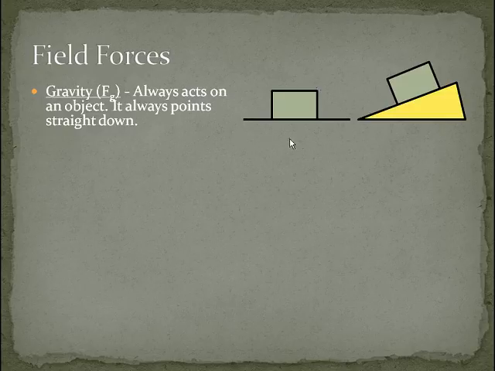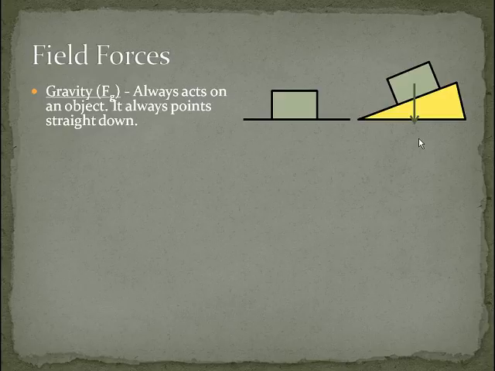It would point straight down, and it would be in the magnitude of the weight of the block. And then if I move that block onto an inclined plane, once again, it'll point straight down, and the magnitude stays the same because the object, as long as it stays on the surface of the earth, will have the same weight. So the magnitudes are the same.